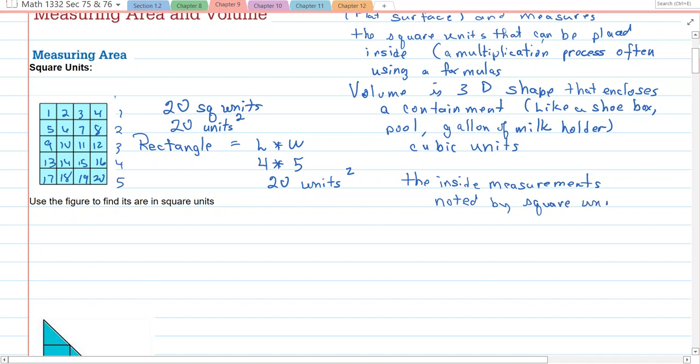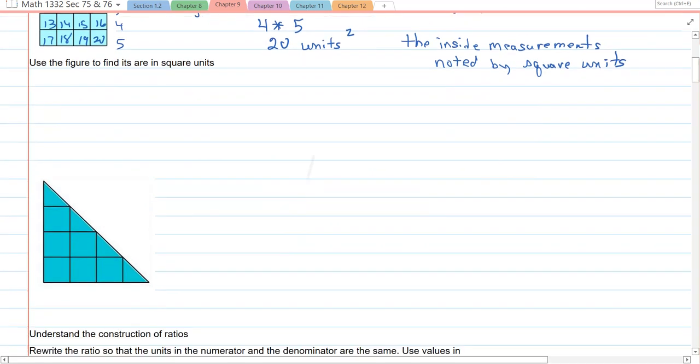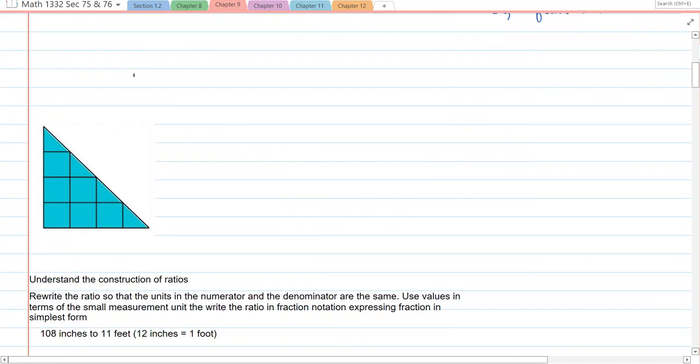All right. So, what if we have a shape that's like this? Well, we know this is a triangle. So in a triangle, we're going to count the full shapes. 1, 2, 3, 4, 5, 6. 2 halves make 7, 8. So we have 8 square units.